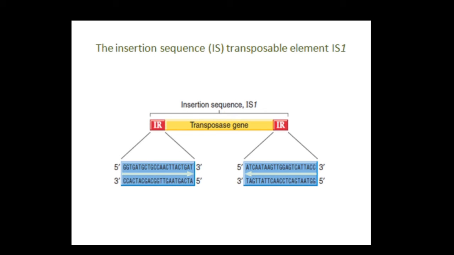This is an insertion sequence of transposable genetic elements, and I am giving you the figure of IS1 in particular. We can see here a picture of IS1, or insertion sequence 1. In this IS1, the middle yellow portion is the gene, and the red boxes on both the left and right side are labeled IR, which are the inverted repeats.